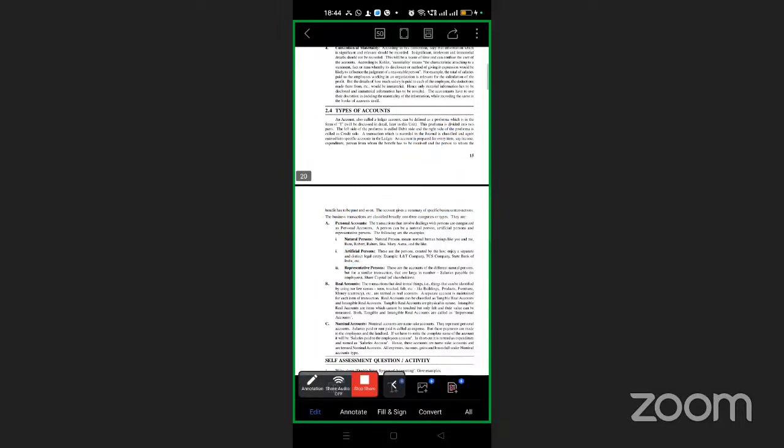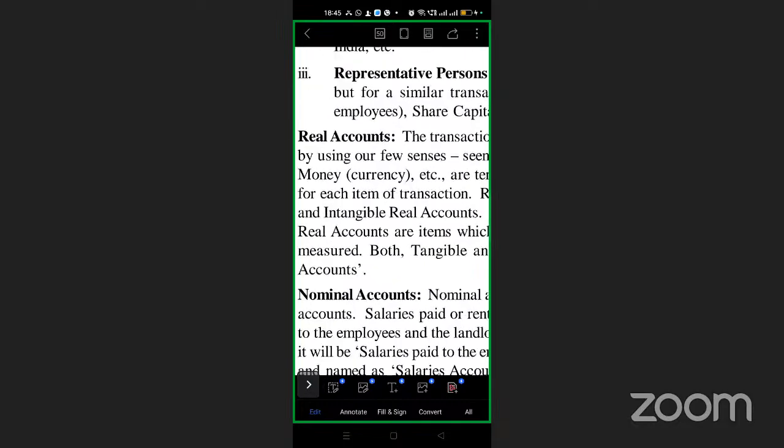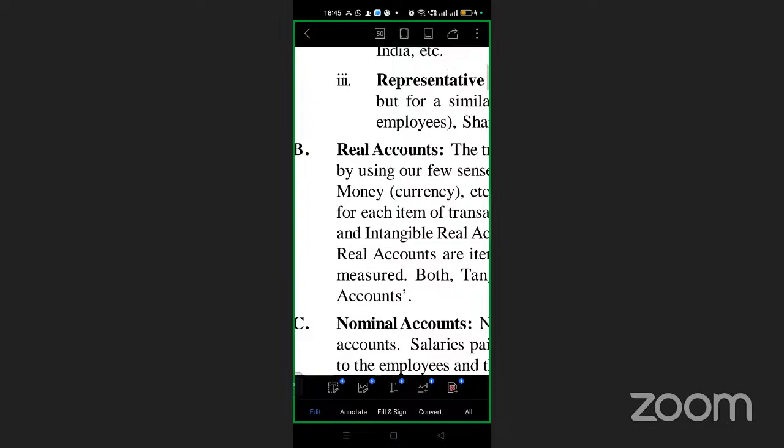Now comes the next one, that is real account. Real means which we can touch, feel, and sense, a tangible thing which we can see with our naked eyes. That is called real account. For example, a bench. Can we see the bench? Yes. A chair. Can we see the chair?